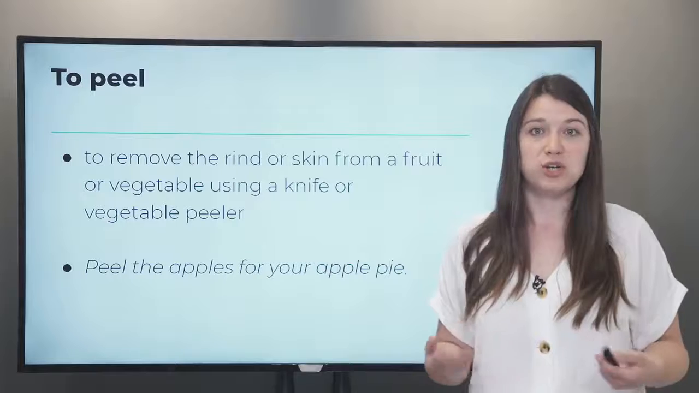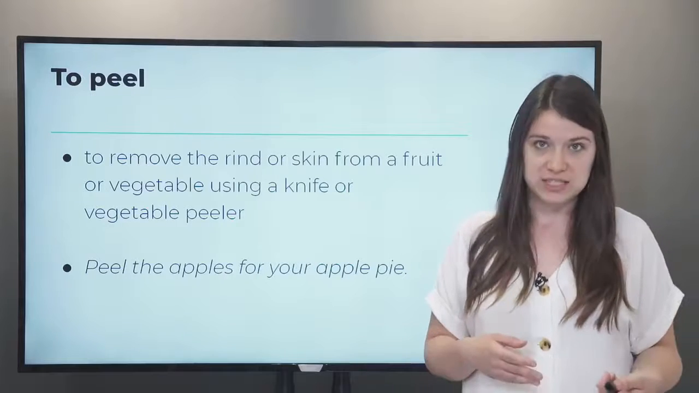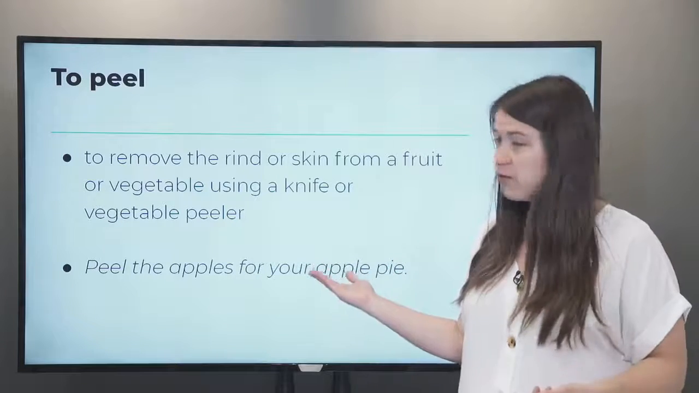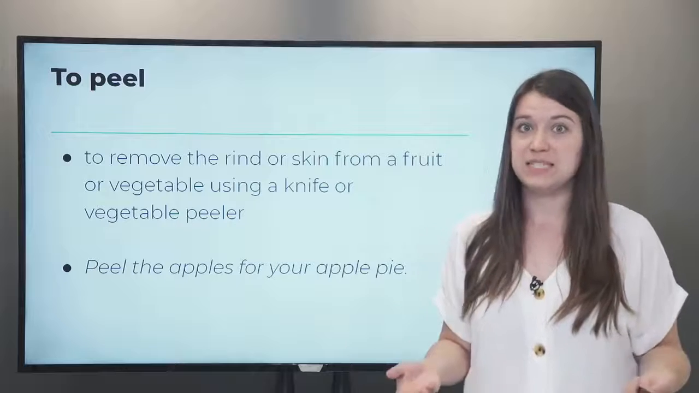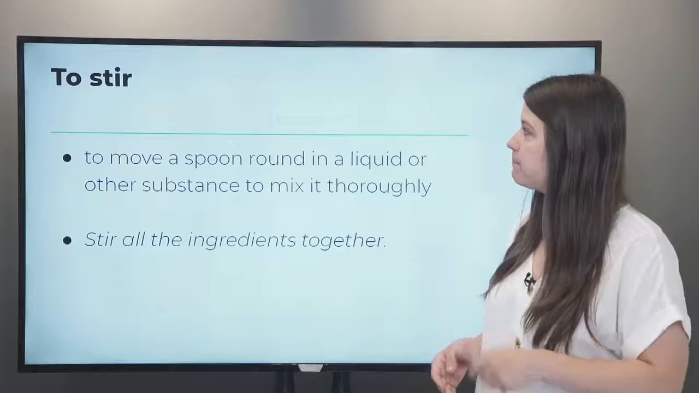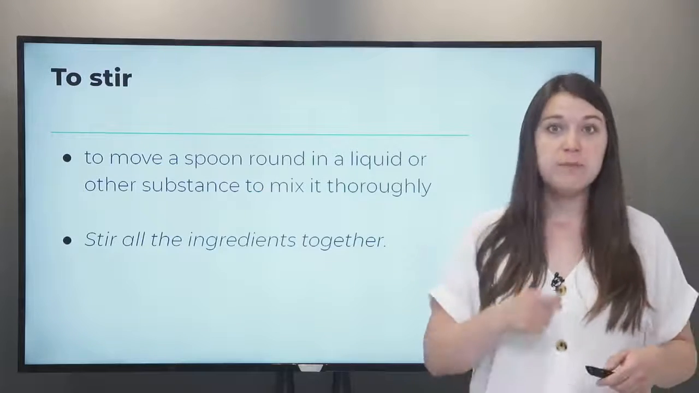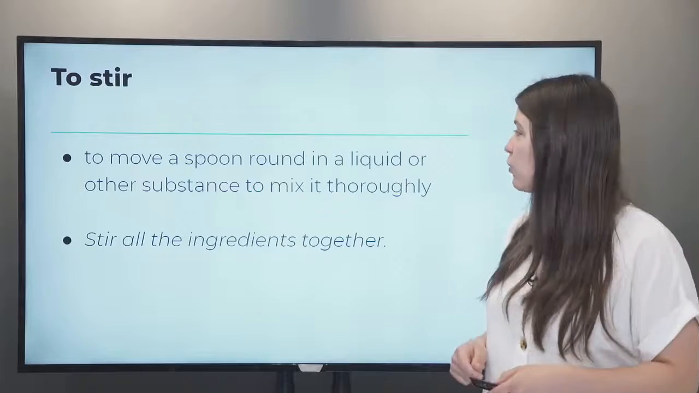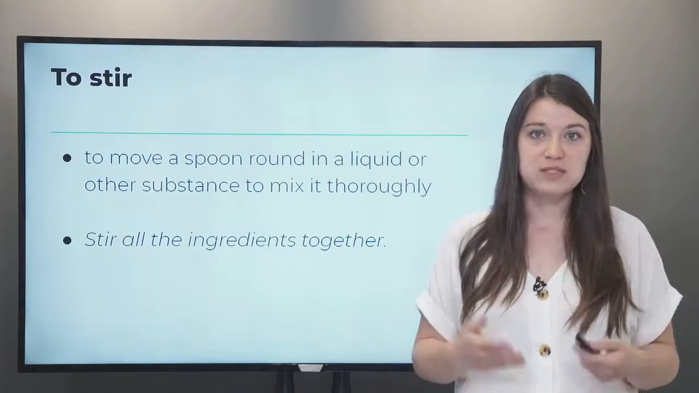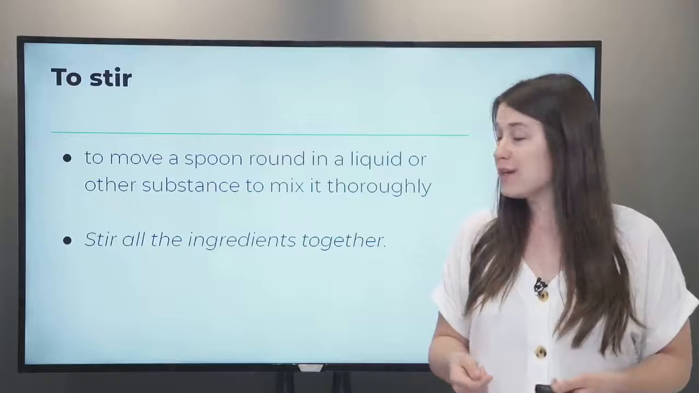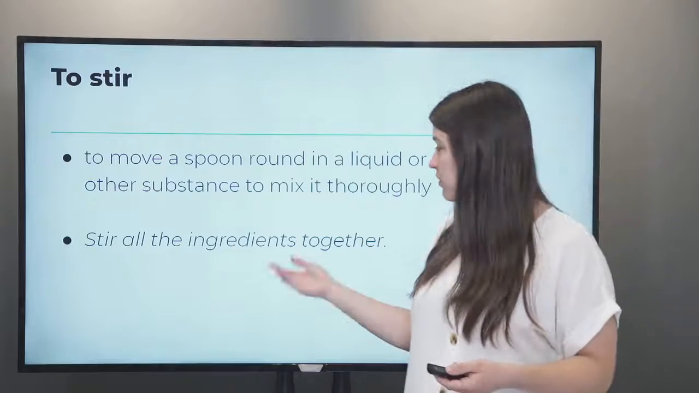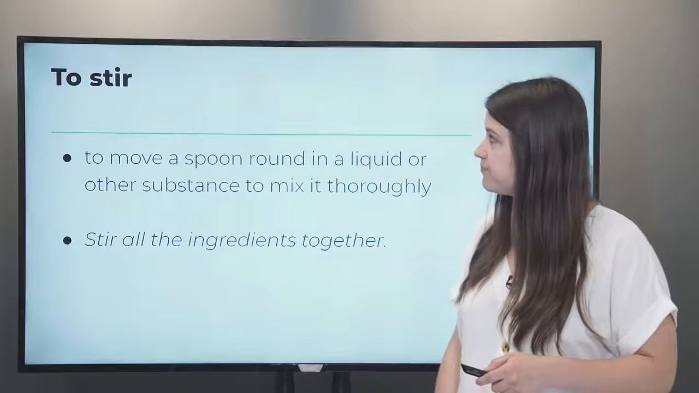Normally when we're going to cook with something, we remove the skin. So we have to peel it first before we can continue with our recipe. Okay, to stir means to move a spoon around in a liquid or another substance to mix it thoroughly. For example, stir all of the ingredients together.